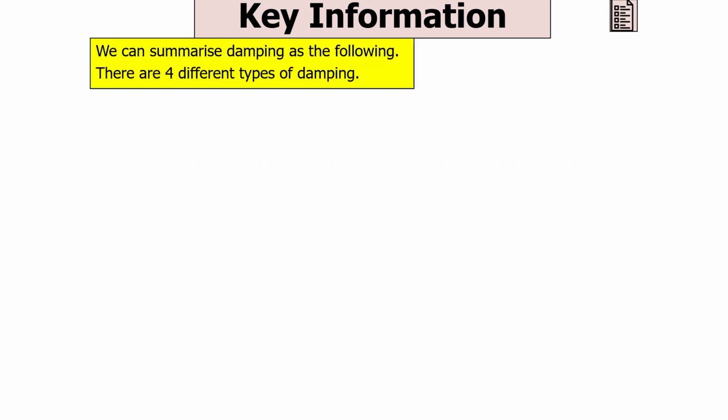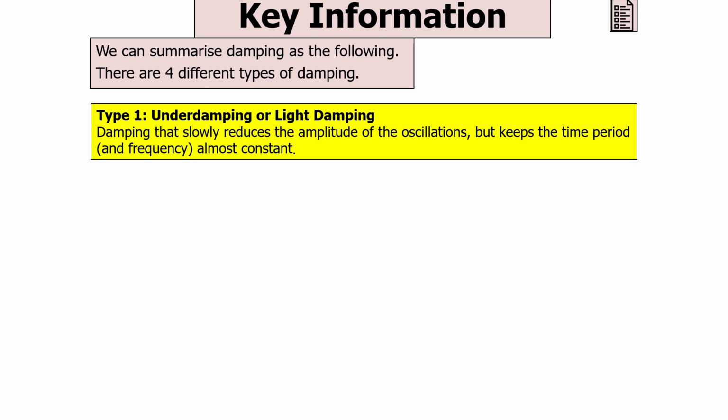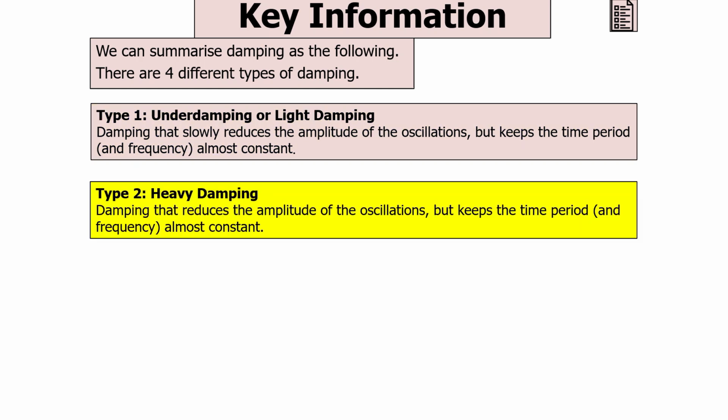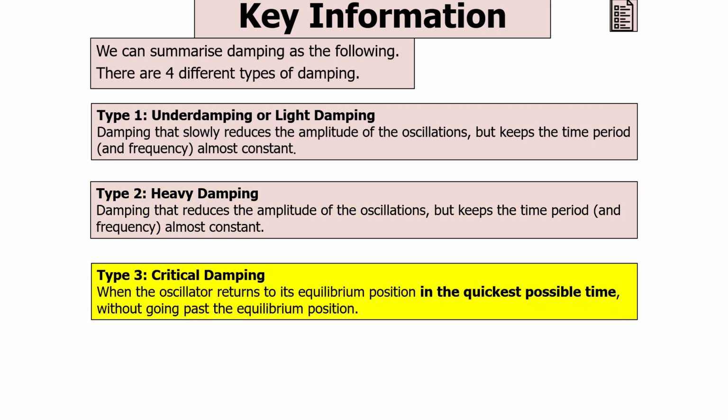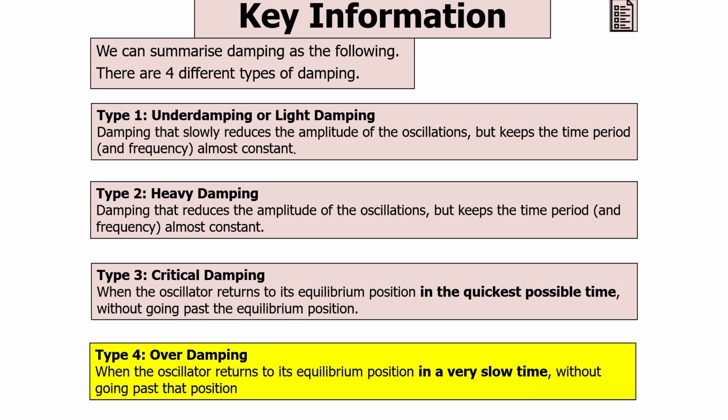So we can summarise dampening as the following. There are four types of dampening. Underdampening or light dampening: dampening that slowly reduces the amplitude of oscillations but keeps the time period and frequency almost constant. Heavy dampening: dampening that reduces the amplitude of oscillations but keeps the time period and frequency almost constant. Critical dampening: when the oscillator returns to its equilibrium position in the quickest possible time without going past that equilibrium position. And finally, overdampening: when the oscillator returns to its equilibrium position in a very slow time without it going past that position.